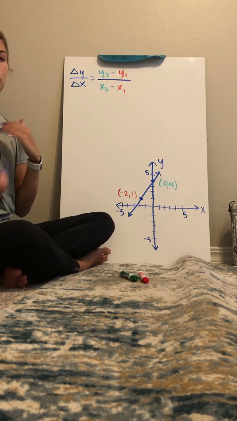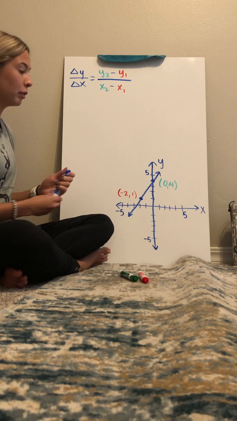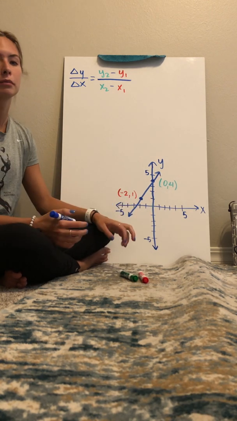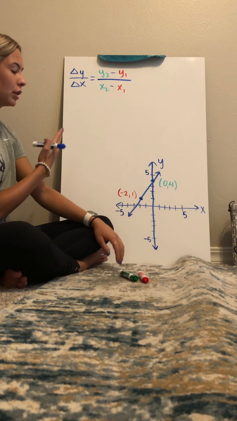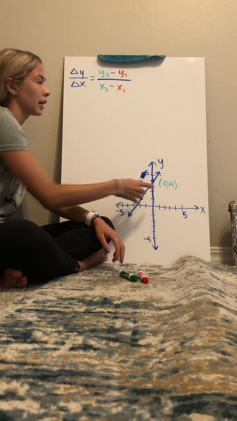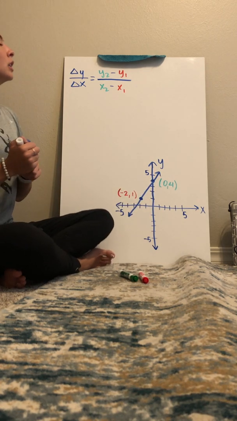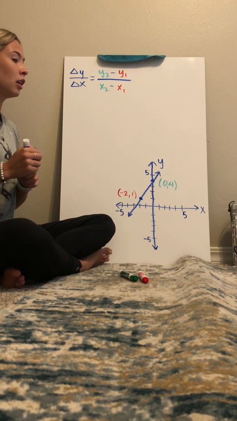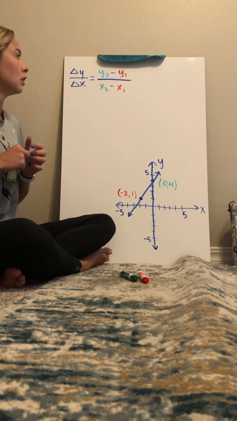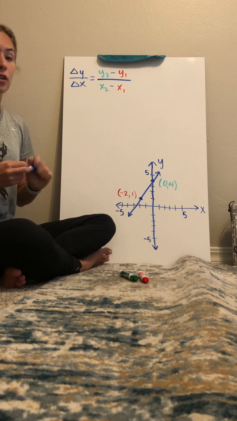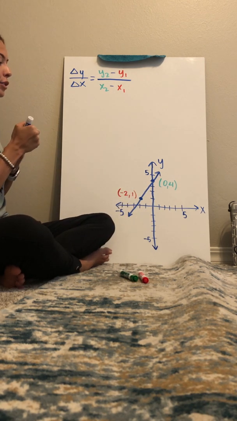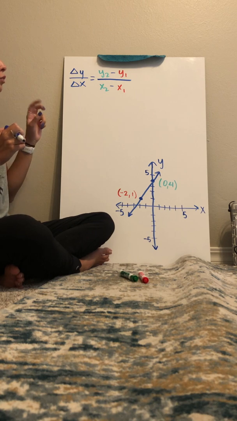So it really doesn't matter. You're going to get the same slope if you made this the first point and this the second point. You would come out with the same slope, but I usually work left to right, and so that's why this is our first point and this is our second point. So from here in the formula, all we do is plug these values in.